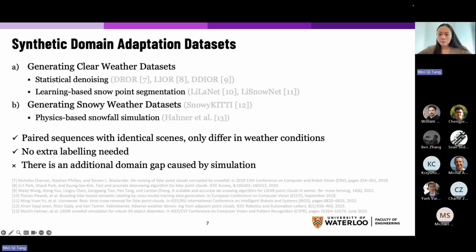Others use physics-based snowfall simulation to generate snowy data from clear weather. They parameterize factors like snowflake density, size distribution, and snowfall rate to account for the effects of backscattering and attenuation. However, despite their efforts to capture the effects of airborne snowflakes, fallen snow that accumulates on roads and objects was not modeled. So in the end, while generating synthetic data can produce paired sequences with identical scenes that only vary in weather conditions, and also doesn't require any extra labeling because the scenes are identical, simulation nonetheless introduces an additional domain gap that cannot be distinguished from the weather one.